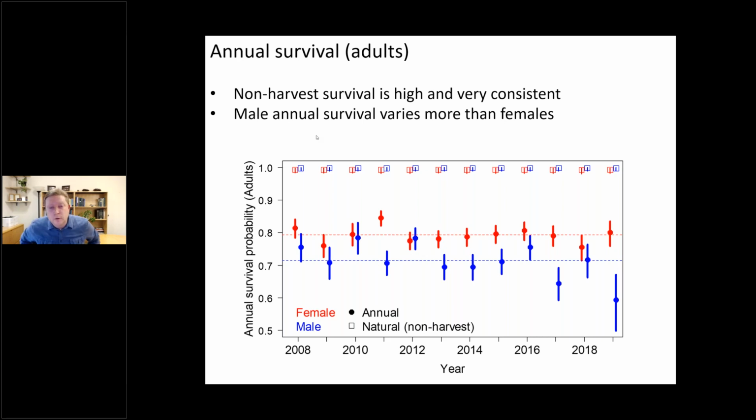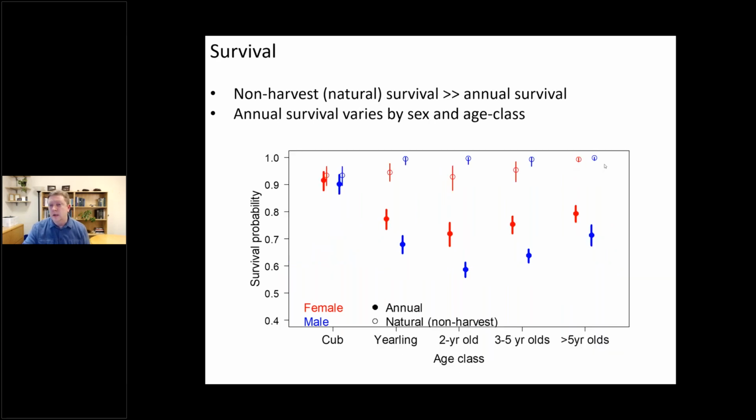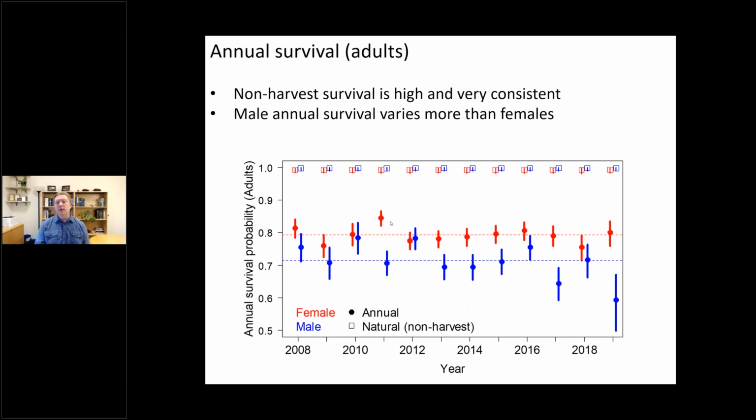We can then tease this apart even further and look at annual variation by age class. You're seeing a very similar figure as before, but now the y-axis is survival probability of adults, females in red, males in blue again, with annual estimates here in the filled circles and natural here on the top. As we mentioned in the previous slide, the natural survival of bears, especially for adults, is extremely high relative to harvest probability. We see that here too: natural survival was often at 0.97 or even higher, but the overall annual survival is highly variable per year and much lower, about 0.8 for females and 0.7 for males. Again, this difference is driven by the harvest rates and variation in the harvest rates through the years.